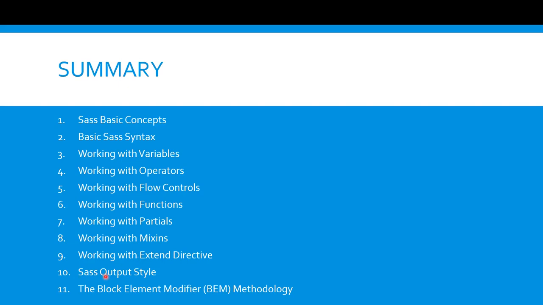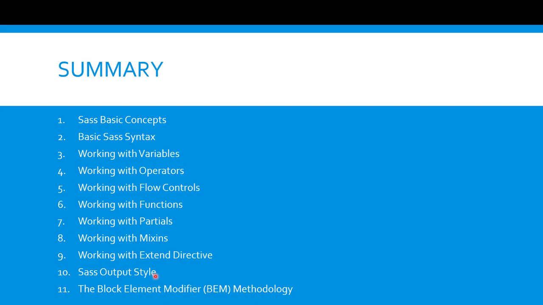So we looked at Sass output types, where I mentioned that we have basically four types of Sass output style. Output styles are the format of the CSS that will be generated from your Sass file. I said that the first one is the nested output style, followed by the compressed output style, the expanded output style, and the compact output style.